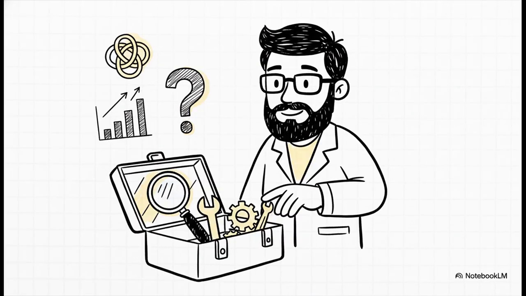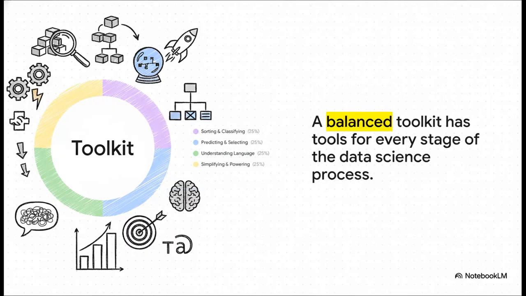So you see where this is going, right? This was never about finding one master key that opens every lock. The real skill of a data scientist is understanding the problem right in front of them and knowing exactly which tool from the kit is the right one for that specific job. And here it is, the whole shebang, a complete, balanced toolkit. You can see how each part is essential. You might use classification tools to sort your data, then turn around and use prediction tools to forecast the future, all while using language models to understand the text buried inside of it.